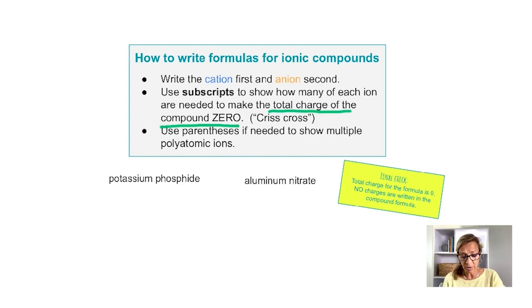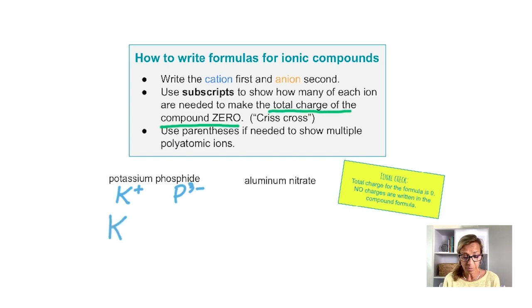So step one is to write the cation and the anion. I recognize potassium is a metal, and that forms the K+ ion. Phosphide is a nonmetal, and that is a 3-. Now, how many of each do I need to make the total charge 0? Will one of each work? No, that won't work. I need more potassiums. So I need 3 potassiums. So 3 times +1 is +3. And then I'm going to add in that -3, and I get 0.